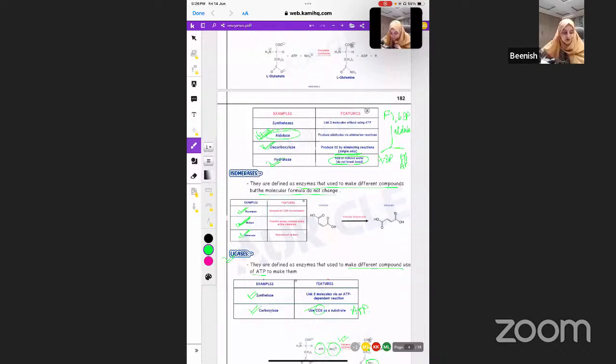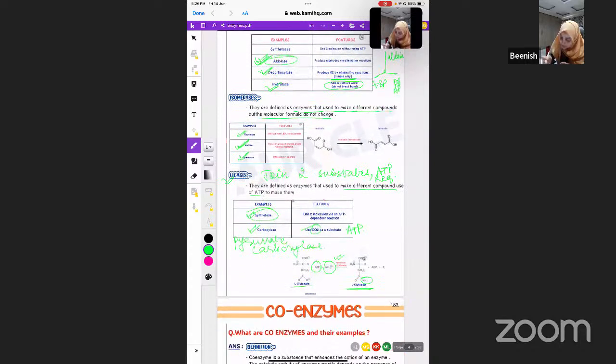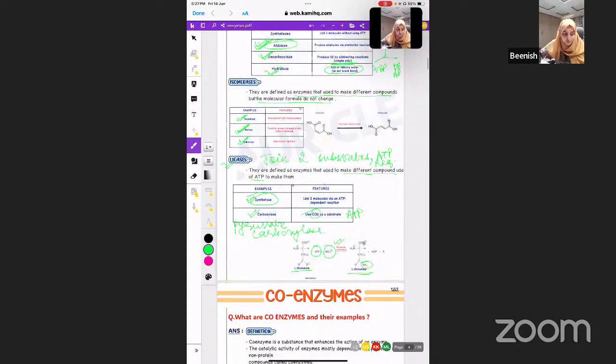And then finally, we have ligases. Your ligases join two substrates, okay? And also they require ATP. So they join two substrates, make a covalent bond, and ATP is required for this. Your examples being carboxylases, for example, pyruvate carboxylase. And your synthetases, for example, glutamine synthetase. So that was briefly about your classification.